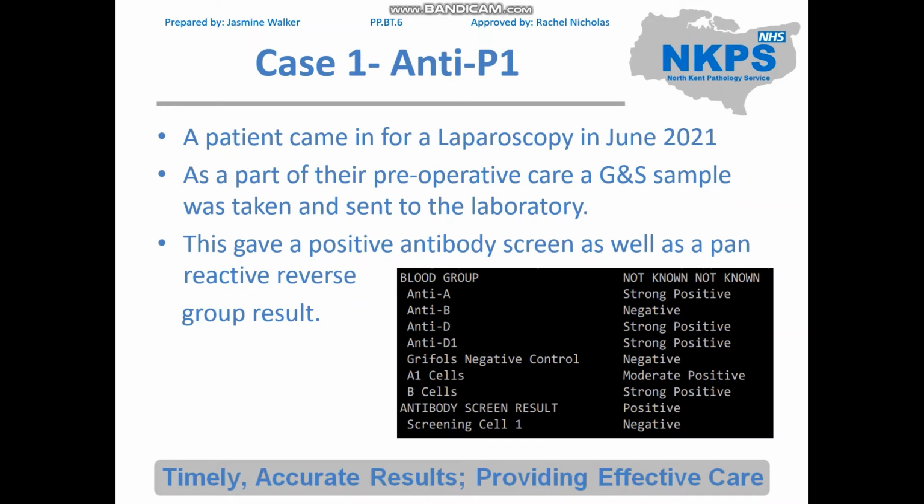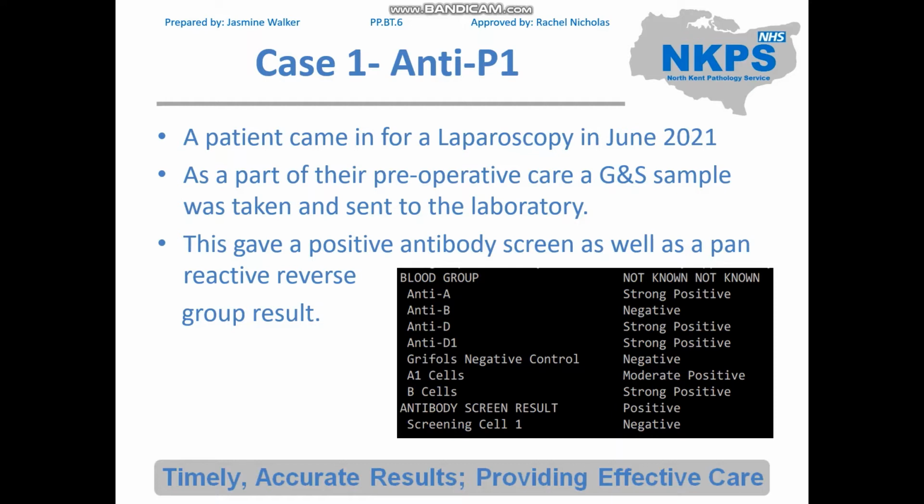So we had a patient come in for a laparoscopy in June 2021. And as part of their preoperative care, a group and save sample was taken and sent to the laboratory. This gave not only a positive antibody screen, but also a pan-reactive reverse grouping result. So you can see this down in the bottom right-hand corner.